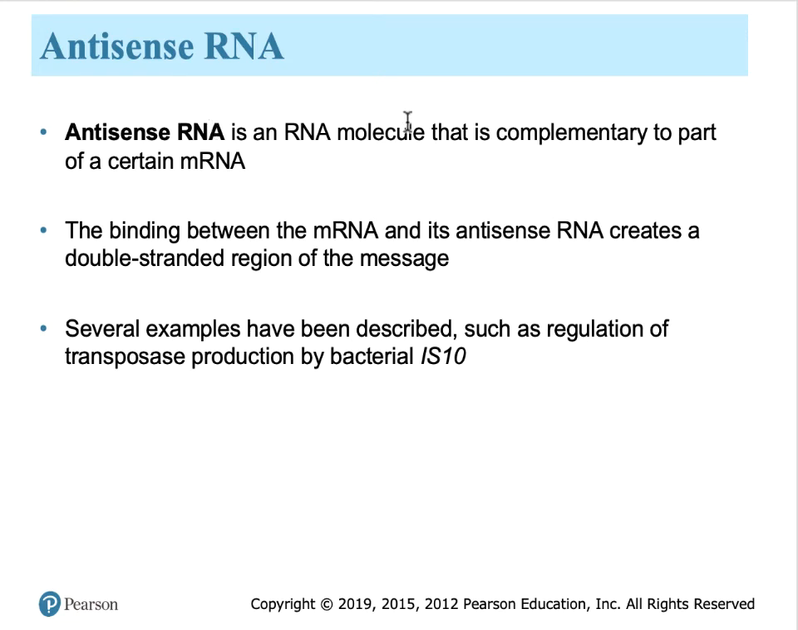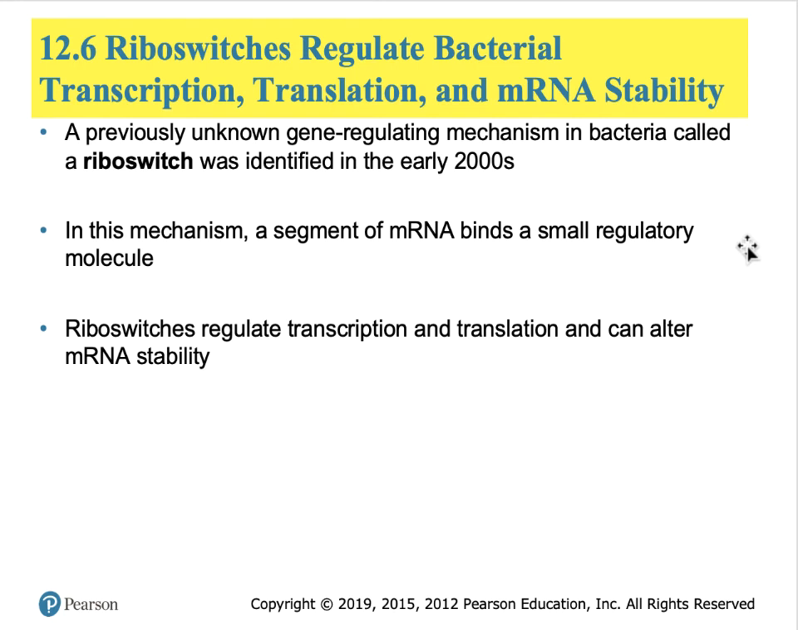And that's an RNA molecule that is complementary to some part of the messenger RNA. And the binding between the two, the messenger RNA and the antisense RNA, creates a double-stranded region of the messenger RNA. RNA itself can act as a switch. Under one set of circumstances, it will form one secondary structure. In an alternative set of circumstances, it will form an alternative structure. One is conducive to regulating the behavior of transcription, the other may not be.